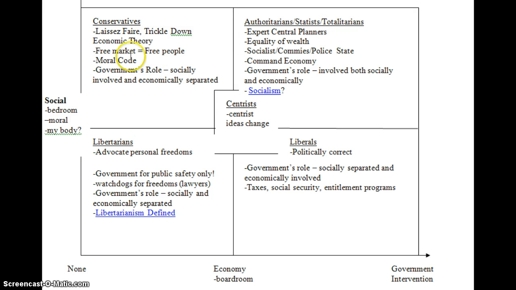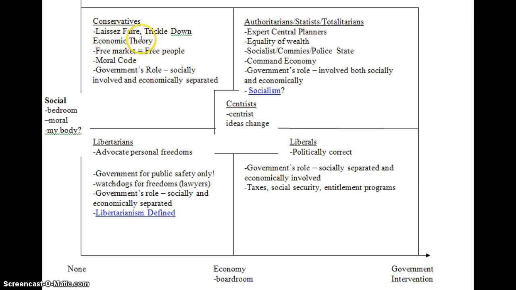So each group here, we've already talked about conservatives and we've talked about liberals. Conservatives believe that the government has a role to play in your life when it comes to social matters. That's why they're up further vertically, but they are closer to the y-axis this way, and that means that when it comes to the economic side of things, the government has to be separated. So we'll start with the conservatives up here.